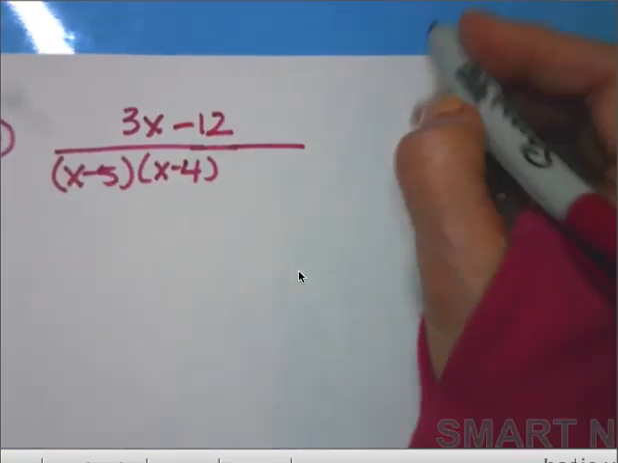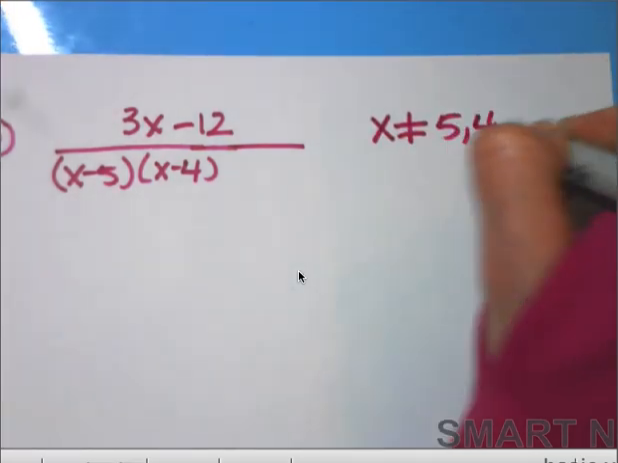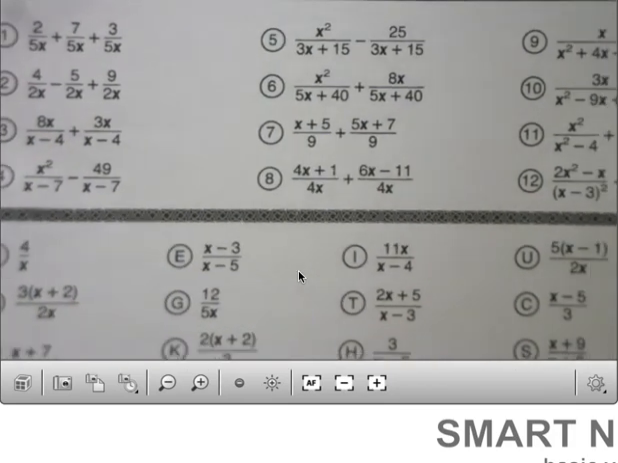I'm not asked to list excluded values in this particular homework set, but I'll go ahead and do it just to be thorough. As you can see here, you're just simply asked to combine these and simplify the expression, so don't worry about listing excluded values in the homework set.